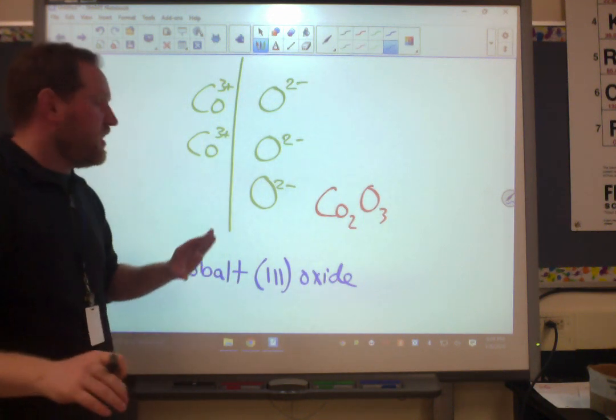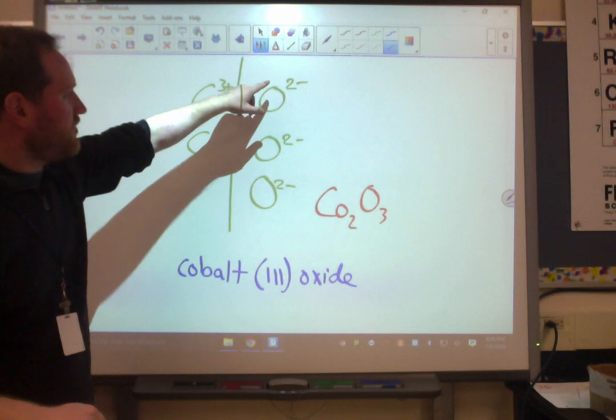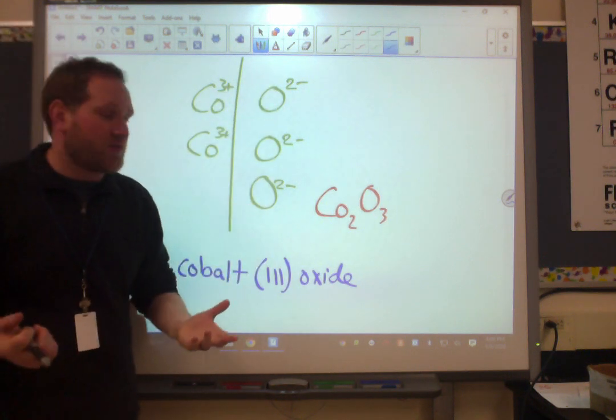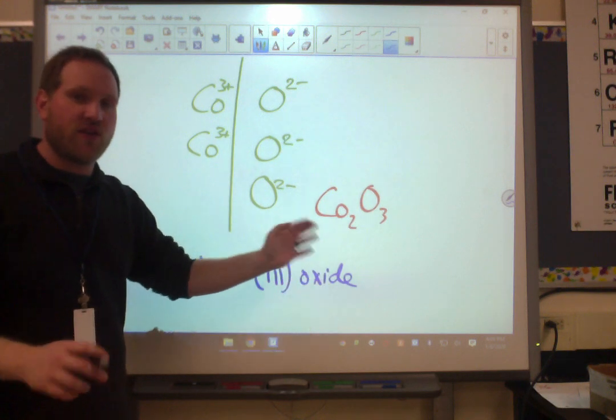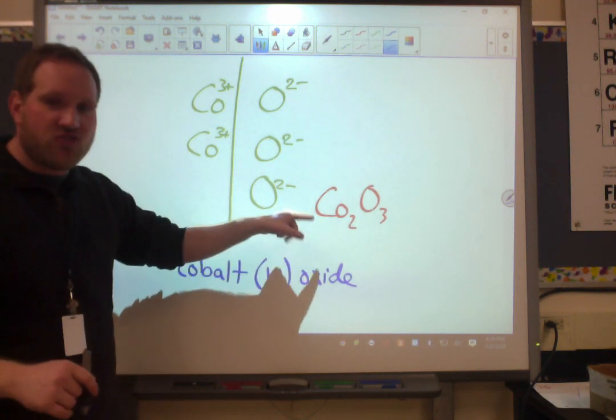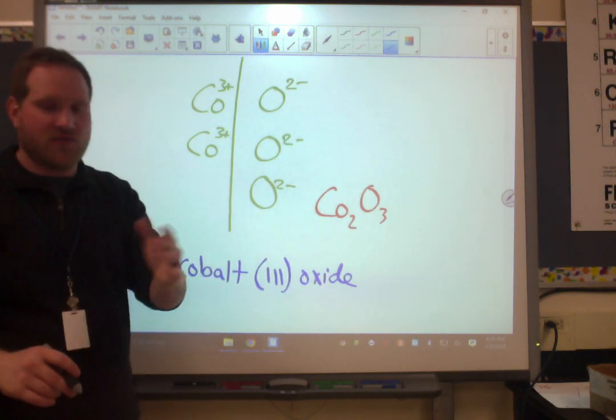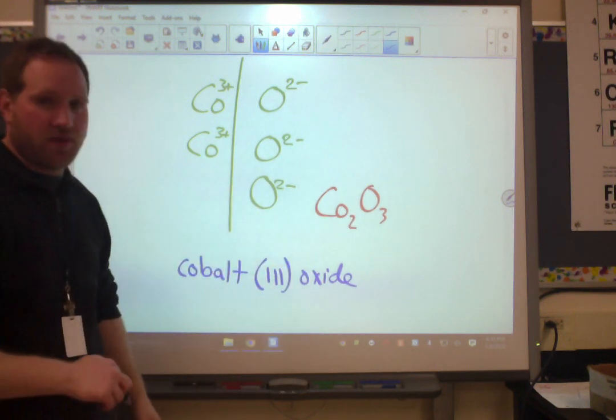That's another common thing where people will say, well, look, there's 3 oxygens, that's a total of 6. So what's the charge of the metal? The metal must be 6 plus. No, we need the charge of each of these cobalt ions. So each of these is a 3 plus.